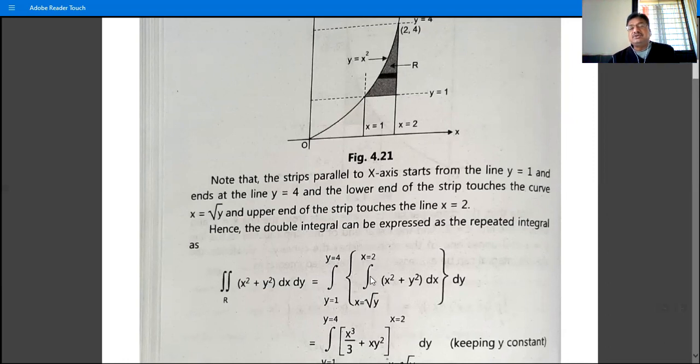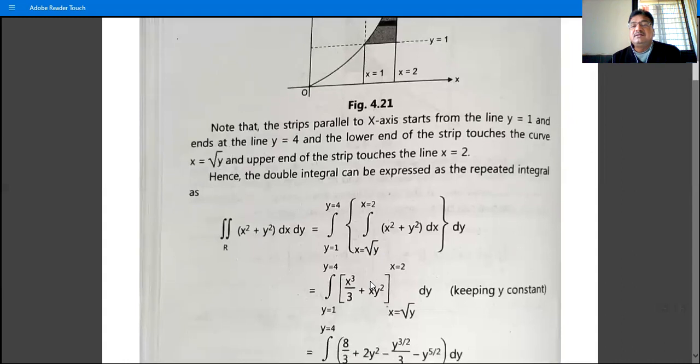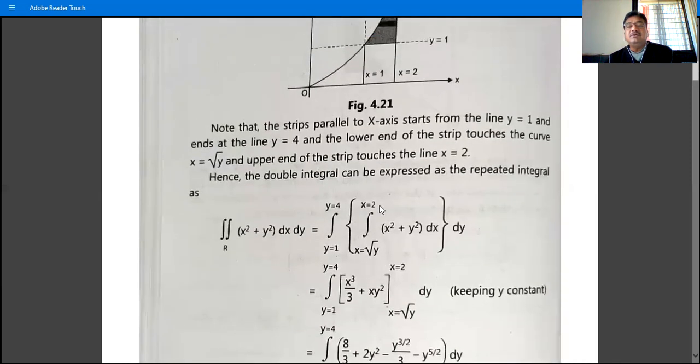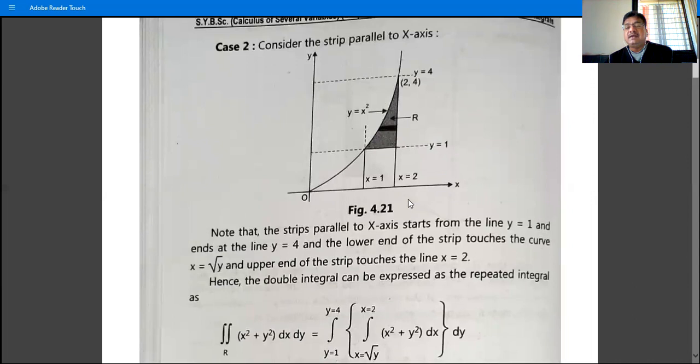If you change the position of the lower limit and upper limit, then what is the difference between the two answers? There is a difference of sign. So if we have the negative sign, then make it positive, because it is the integration over area, and area is always positive. So if you have a negative answer, then take the positive answer as the final answer. So these are the lower limit and upper limit of x.